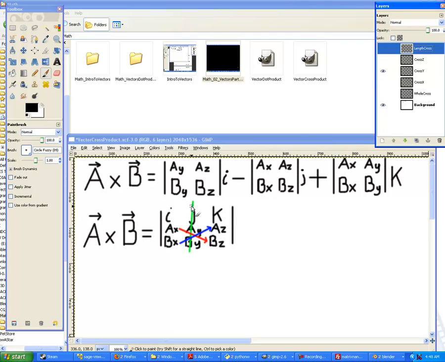if I want to do it for y, for the next part, for the y value here, I'm going to leave out y, and I'm going to calculate it for x times z here, for ax times bz, and then bx times az. So these get multiplied together and subtracted from each other.